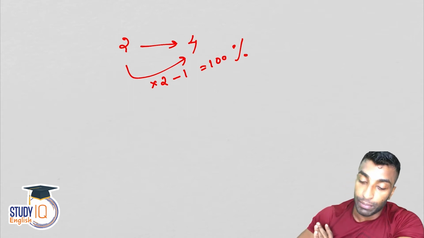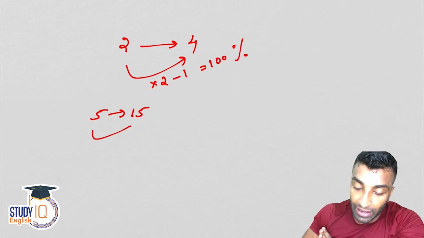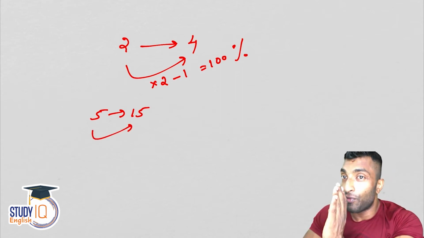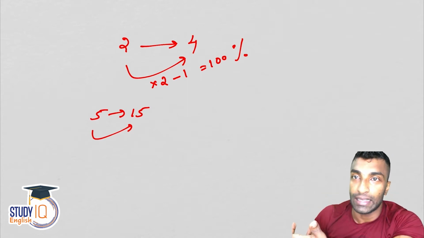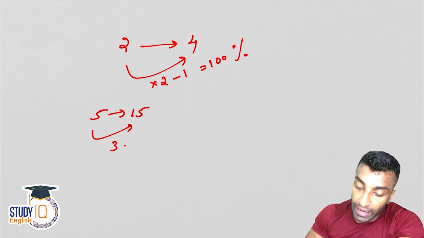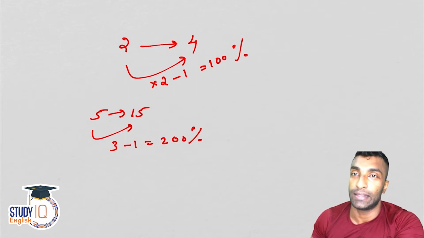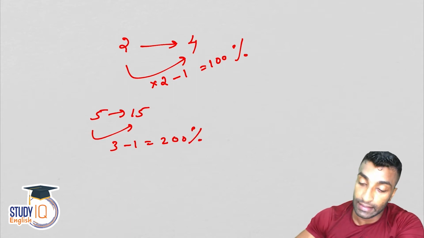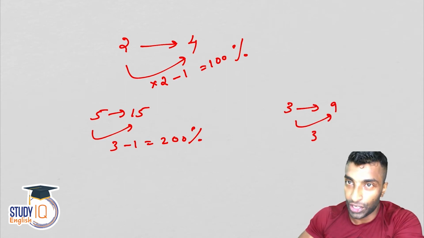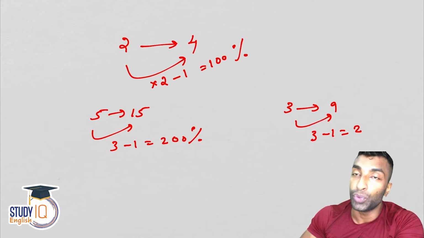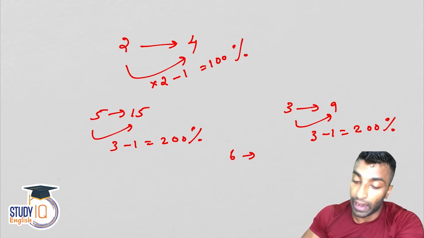Let's see another example. 5 to 15. What I need? I need the factor of multiplication. What is that? 5 multiplied by what will give you 15? Or 15 by 5, what is that? It is 3. 3 minus 1, which is 2. Add 2 zeros, 200% change is there. Let's see another example. 3 to 9. Factor of multiplication, 3. Minus 1, 2. Add 2 zeros, 200. Let's say 6 to 9.